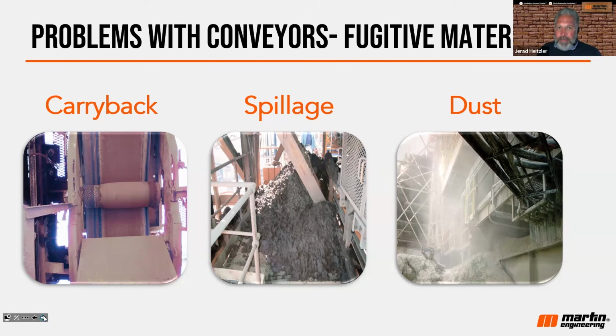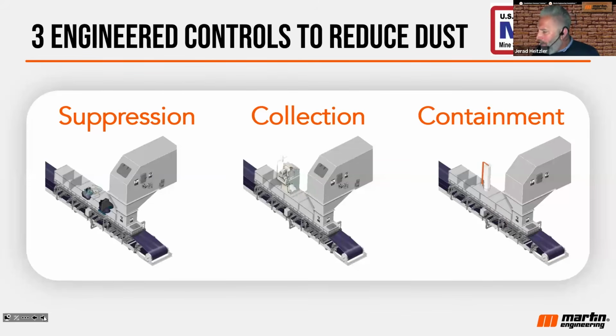If you don't think you have a dust problem now, you may have a dust problem tomorrow. Now, if you think you already have a dust problem, your problems become much more complex. One of the things that MSHA mentions in their rule is that you must use engineered controls to control dust. And I've got to mention this to you. There's three engineered controls. There's suppression, collection, and what we call containment.